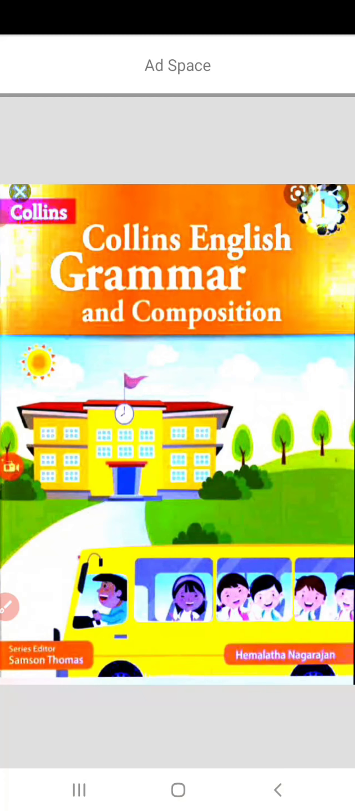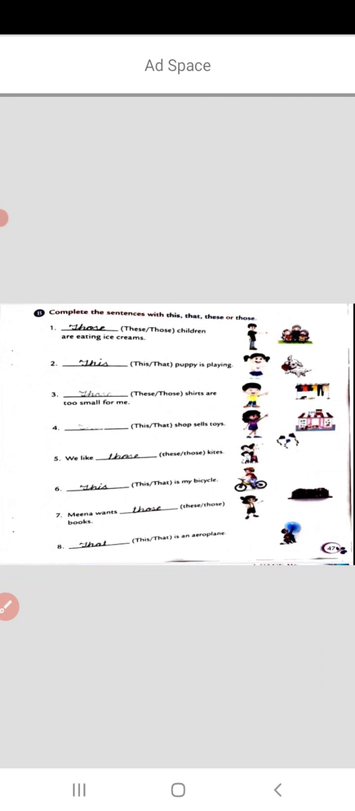Now homework, children. From the English grammar book, you have to do page number 47. Okay. Complete the sentences with this, that, these or those.